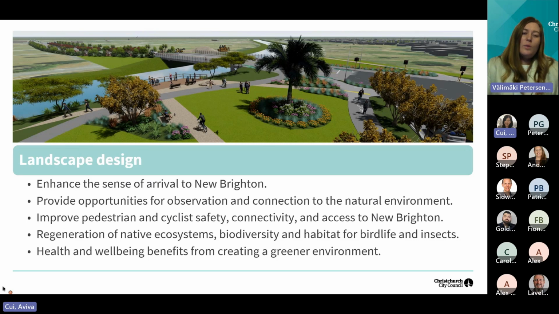Finally, health and well-being benefits from creating a greener environment. Now, with over 100 proposed new street trees, there will be a significant increase in the canopy cover, which will not only benefit the environment by cooling the streets, but also the health and well-being of residents and visitors to New Brighton by creating a more pleasant and desirable public space to spend time in. So I'll hand you back to Nathan now, who will discuss the next steps of this project.